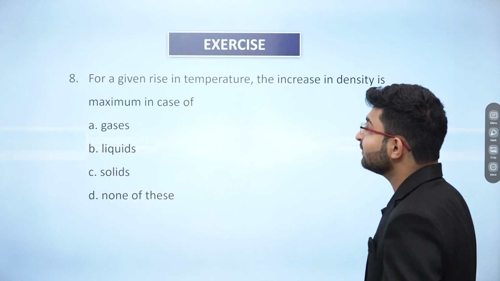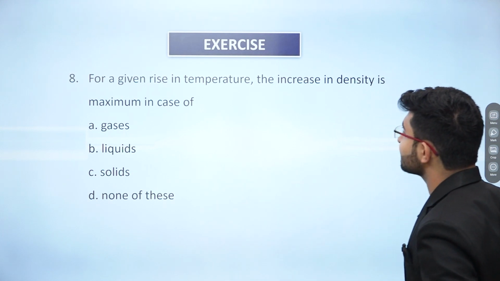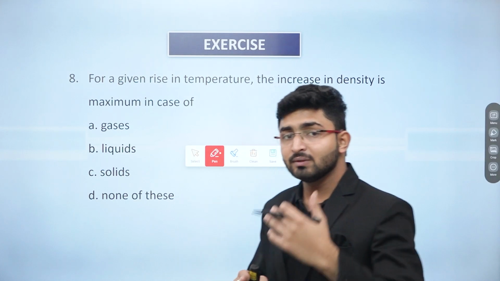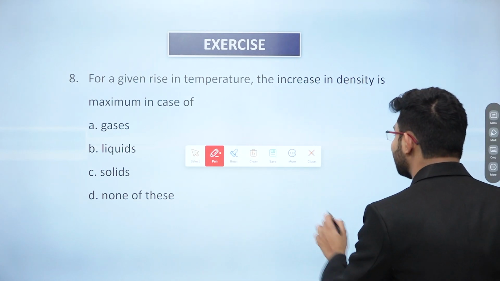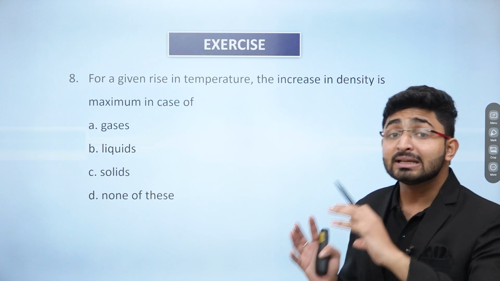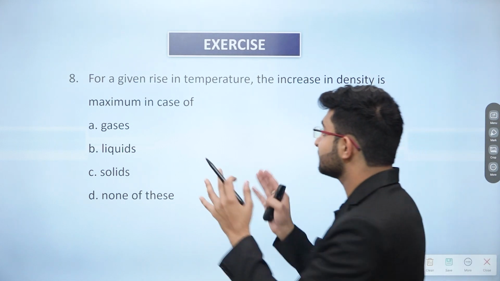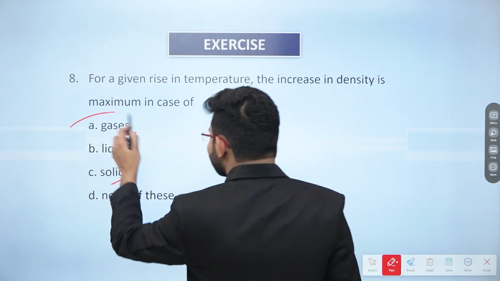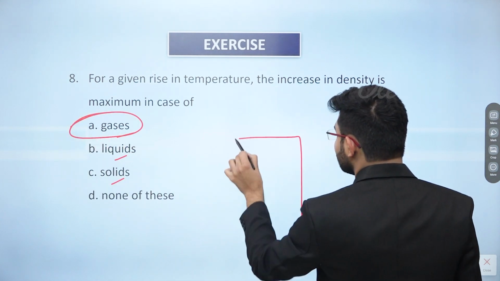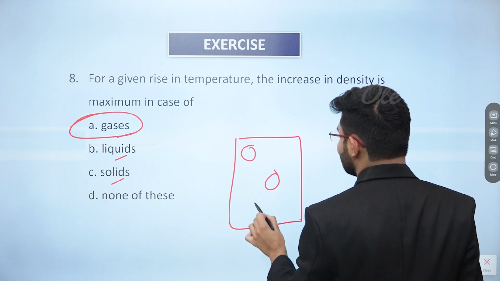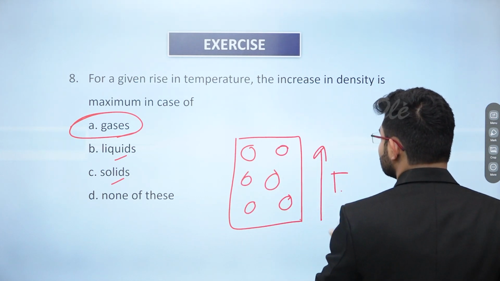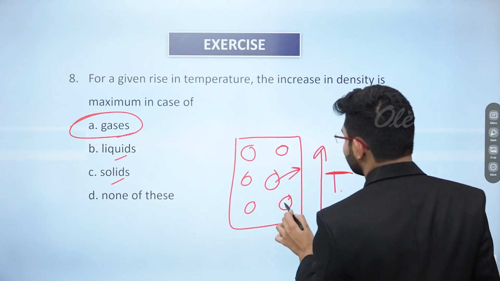Moving ahead, we have the next one: for a given rise in temperature, the increase in density is maximum in the case of. So whenever we are increasing the temperature, density increases in which state of matter? Is it gases, liquid, solid, or none of these? Obviously it is going for gases, because we know very well that if we are filling a gas in a container, the molecules will be far apart, and if we raise the temperature, they will go even further apart, right?